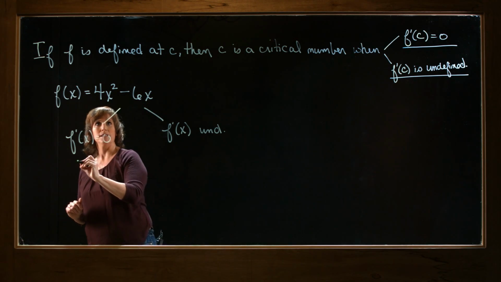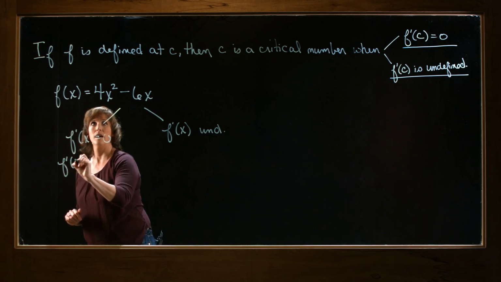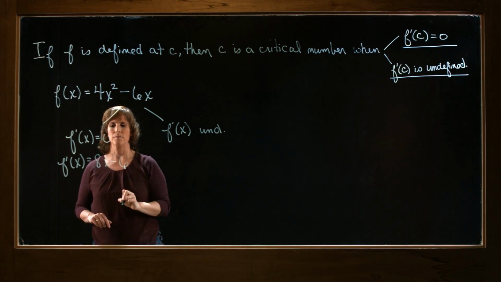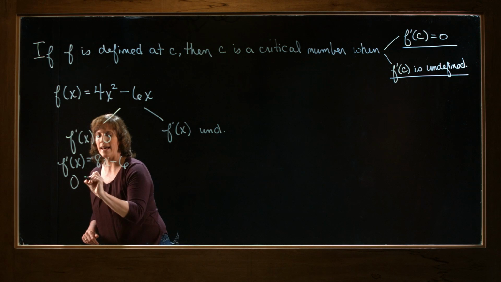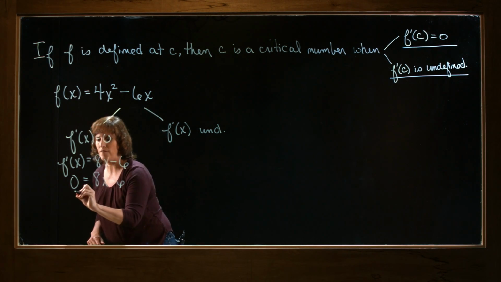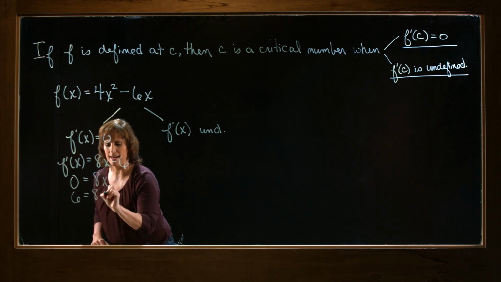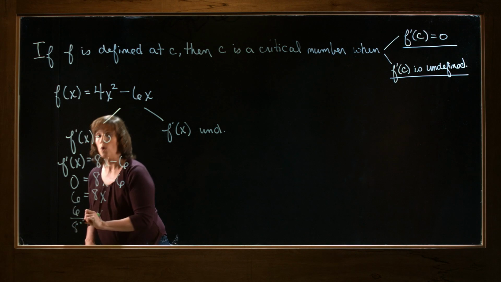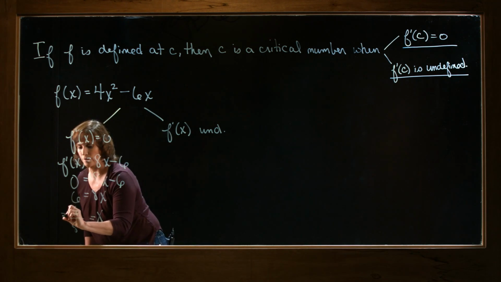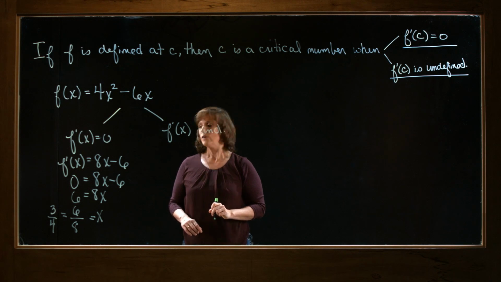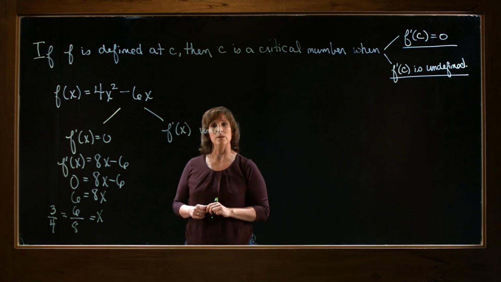The derivative is 8x minus 6. When I set that equal to 0, I can solve for x and find that 6 is 8x and x is 6 over 8, which we could also write as 3/4. So now I know when the derivative is 0.